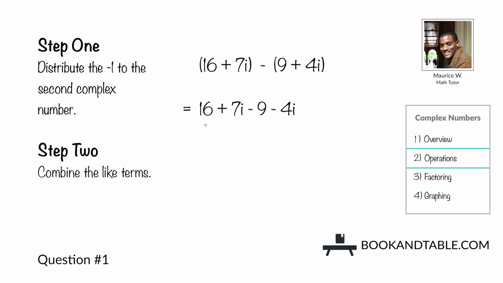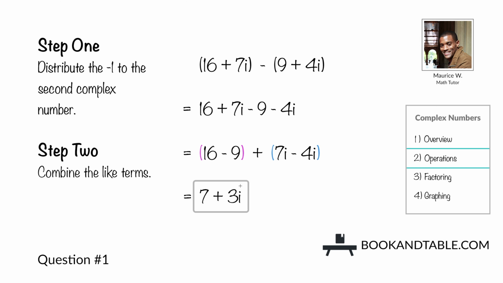The second step is to combine the like terms. So we combine our real numbers, 16 and -9. And then we combine our imaginary numbers, 7i and -4i. So that gives us 16 minus 9, which is equal to 7, plus 7i minus 4i, which is equal to 3i. So 16 plus 7i minus 9 plus 4i is equal to 7 plus 3i.